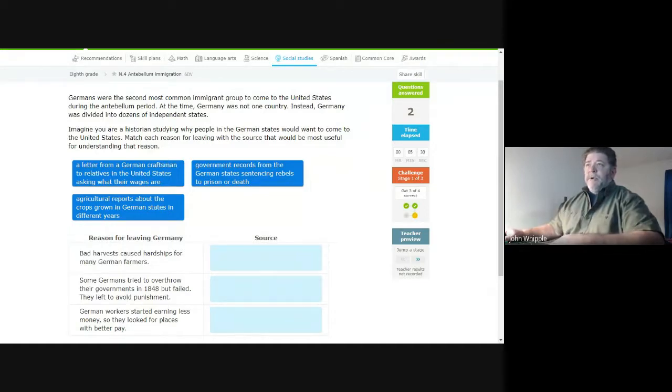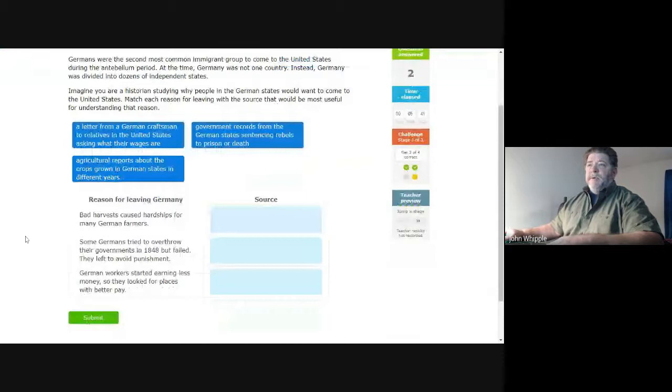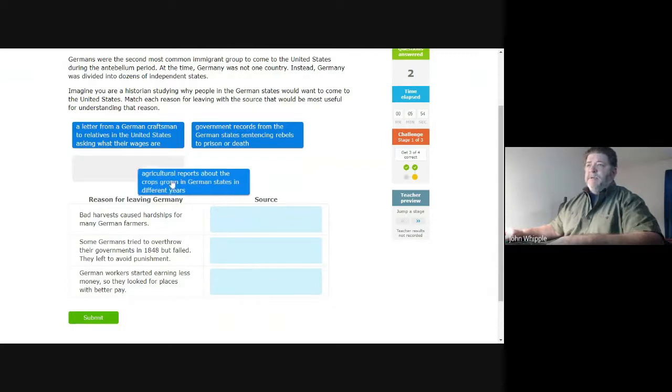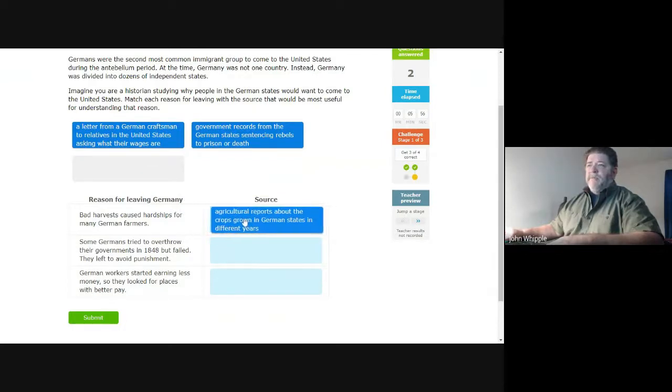Imagine you're a historian studying why people in the German states would want to come to the United States. Match each reason for leaving with the source that would be most useful for understanding that reason. So we've got bad harvest caused hardships for many German farmers. All right, so I'm looking for something about bad harvest. So agriculture reports about crops grown in German states, that would show us about the hardships for German farmers.